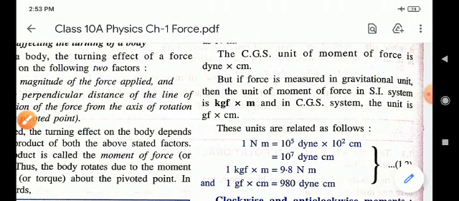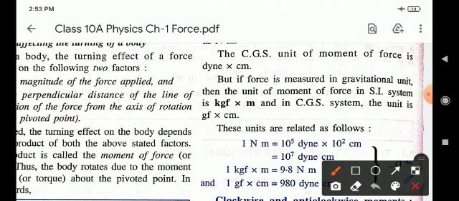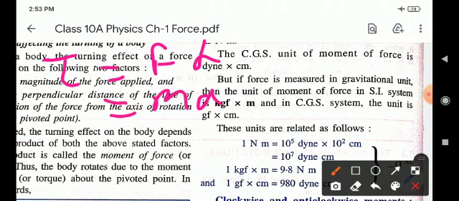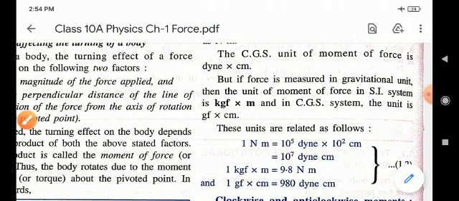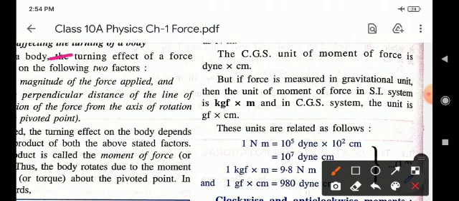Children, we will change this. Torque is equal to F D. F D means M A into D. M means kilogram, acceleration is meter per second square, and D means meter. So children, torque is equal to 1 kilogram meter per second square into meter.